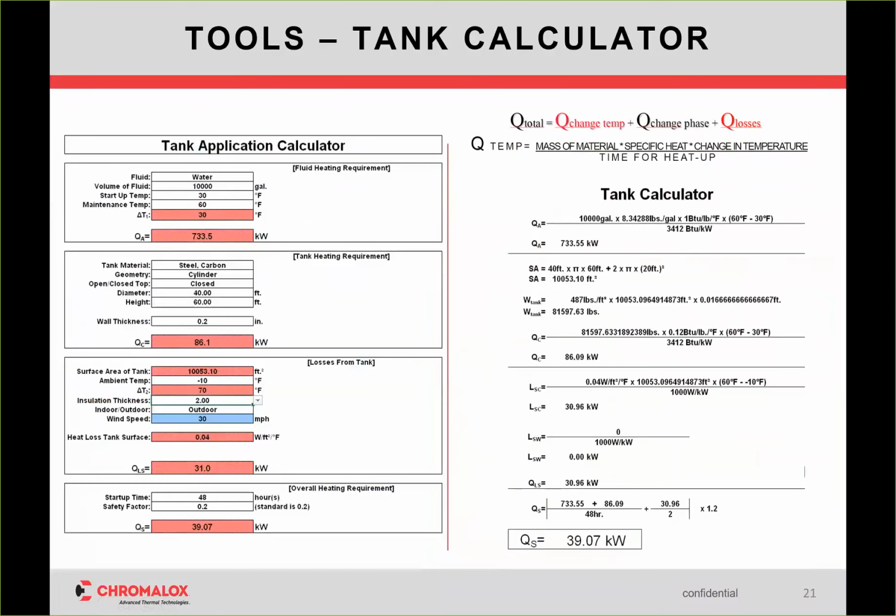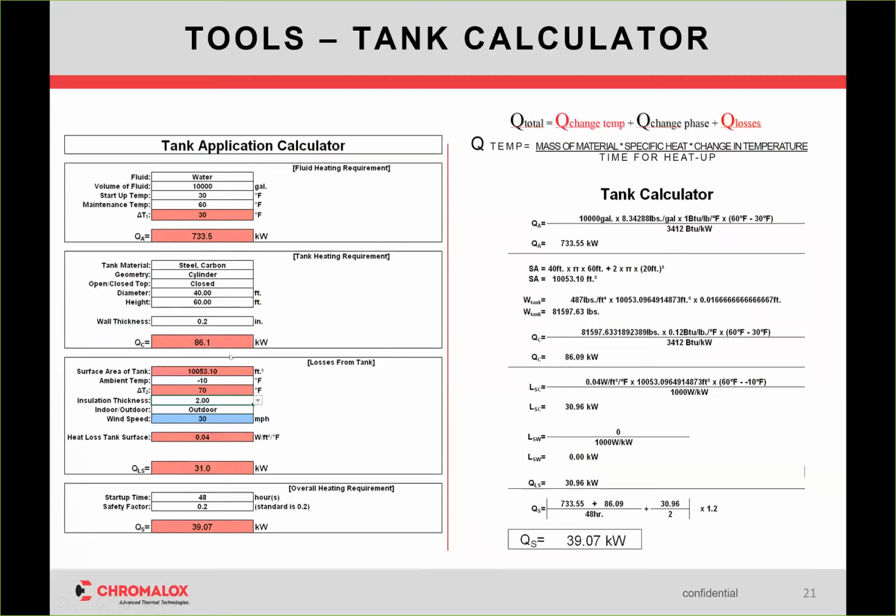Now, the one I really want to focus on is, okay, so you go back to that equation, Q total. Well, it's the summation of a couple different aspects. And so this spreadsheet, which everyone should have or will be provided at the end of this, allows you to select and calculate based on your requirements. You put in the tank information, the fluid information. I'm heating this from 30 to 60, delta T is 30. That's how much thermal input is required to heat the fluid, in this case, water.